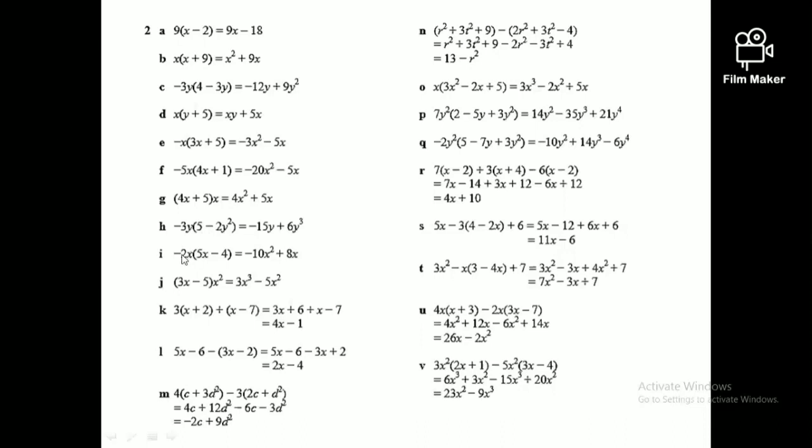The next expression, minus 2x into 5: minus 2 into 5 is minus 10, x into x is x squared, so minus 10x squared. Minus 2x into minus 4: minus 2 into minus 4 is plus 8x. So your final answer is minus 10x squared plus 8x, right? Then if you come to question J, you can work out the single term times the multiple terms. X squared into 3x is 3x cubed. 3x into x squared is x cubed. Minus 5 into x squared is minus 5x. But this is our final answer, right?